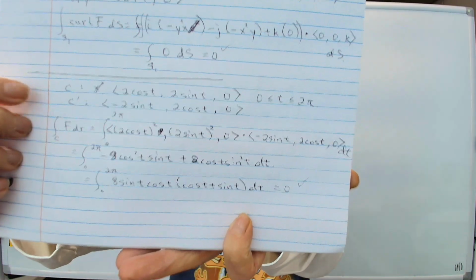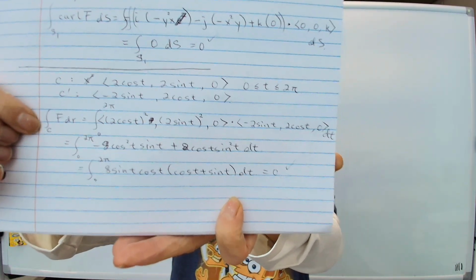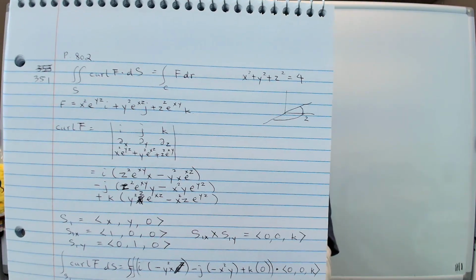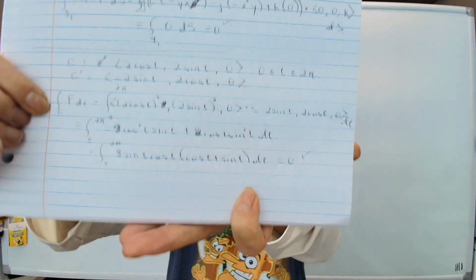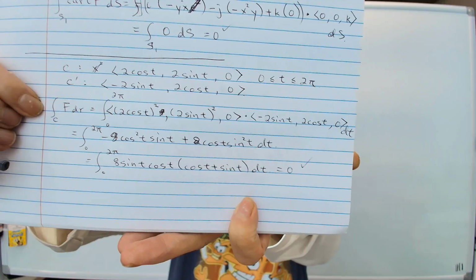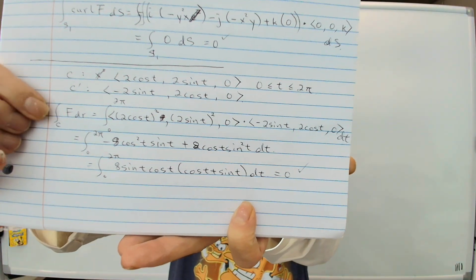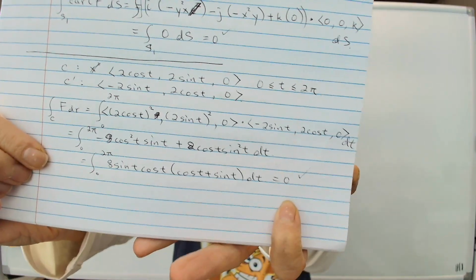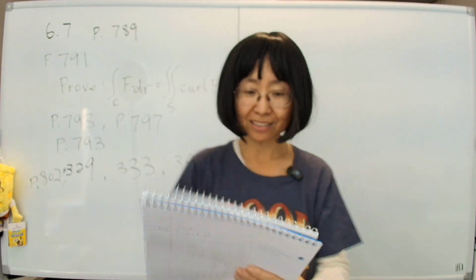Then I redid this problem by doing F dot dr. See, before we did curl F dot dS, right? Now I do F dot dr, which tends to be shorter because we're going around some circle, and that also comes out to be 0. And that is the correct answer.